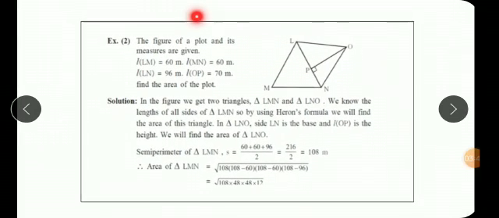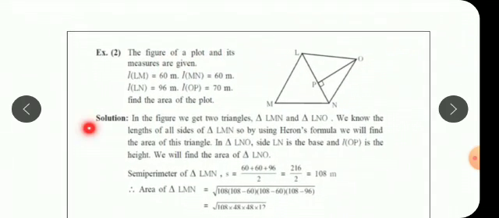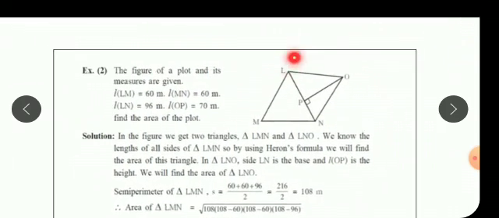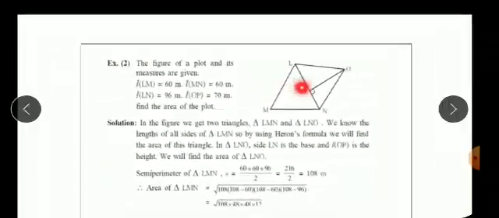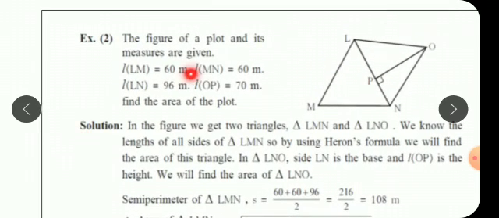Second example. The figure of a plot and its measures are given. Okay. So this is one quadrilateral LMNO. Actually it is a plot. And the sides are given. Length LM is equal to 60 meter, because plot measures are given in meters. Then length MN is equal to 60 meter. Then LN is equal to 96 meter. Then OP is equal to 70 meter. So 4 measures are given and we have to find the area of the plot.